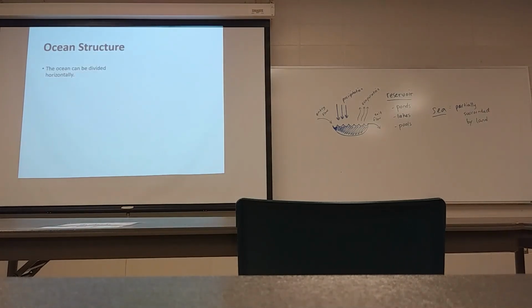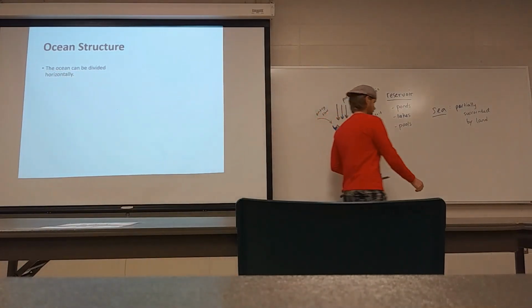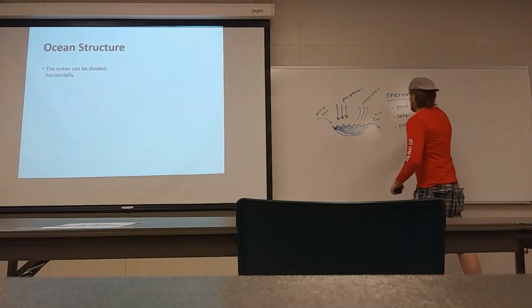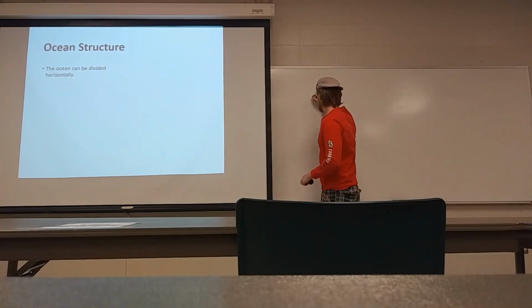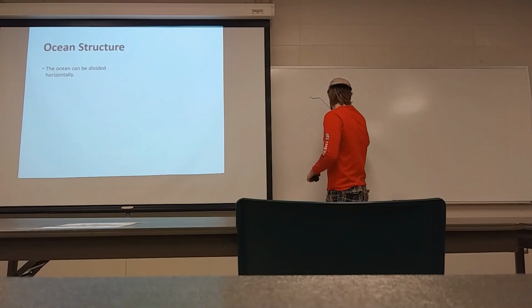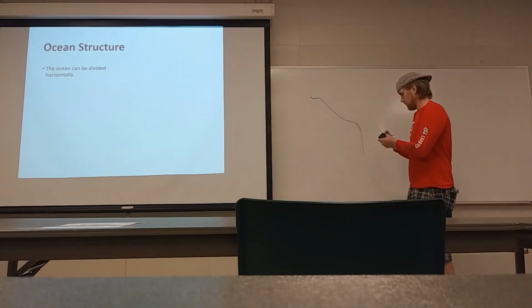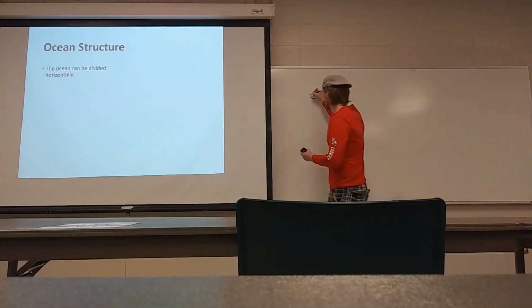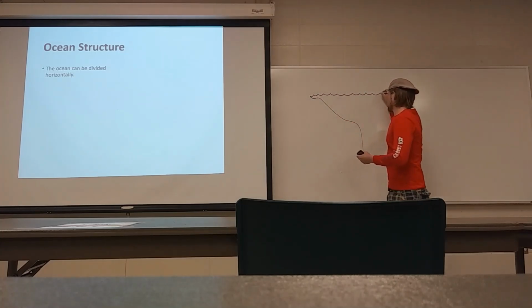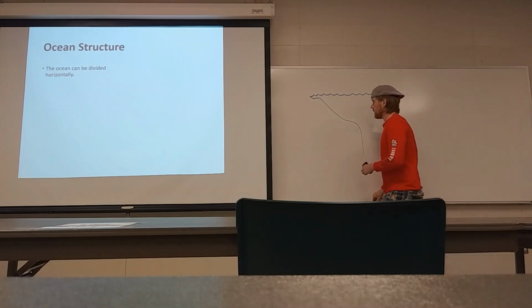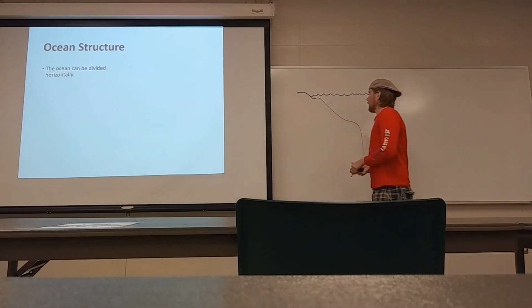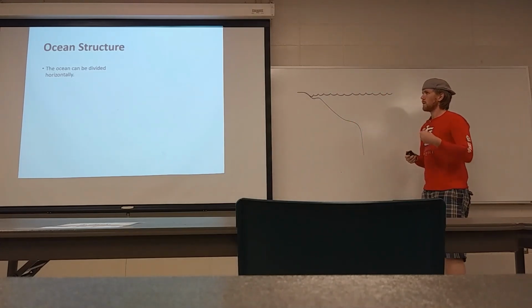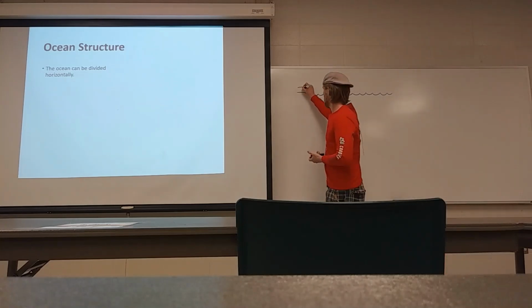In terms of looking at ocean structure, there are a couple of ways to divide it. One way is to divide the ocean structure horizontally and look at it that way, which we will do here on the board. So, that is the sea floor. There's our surface of water. And over here we got dry land. Okay. So, horizontal zonation, going from land out.